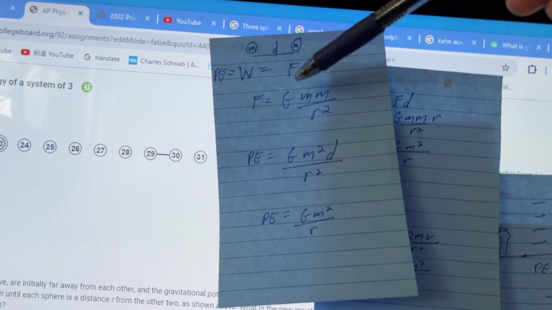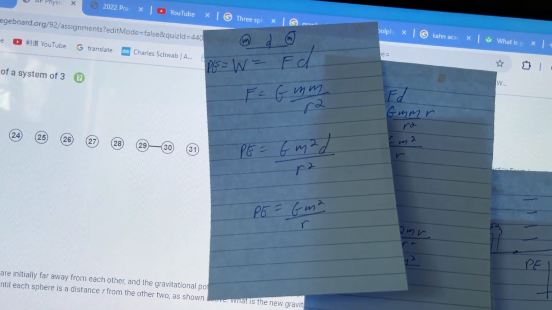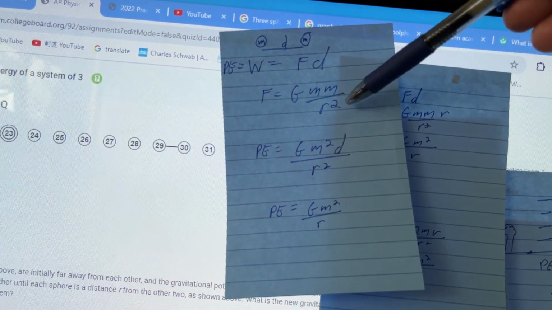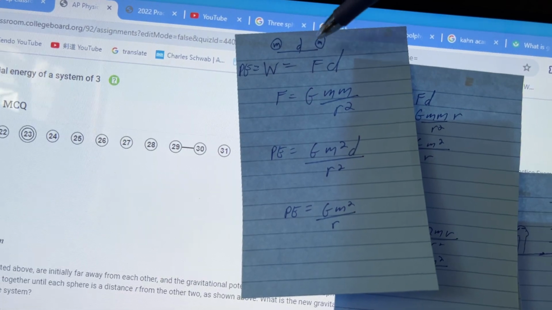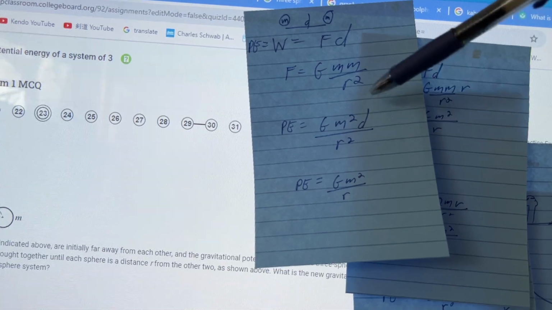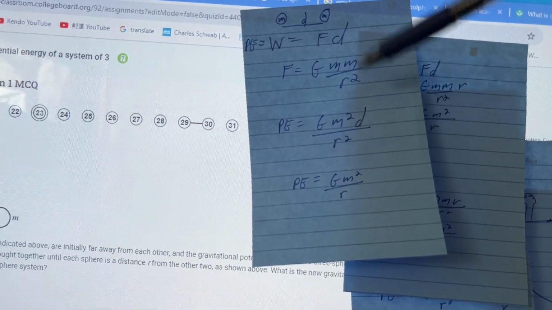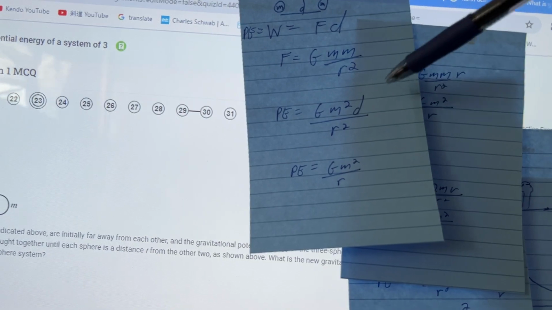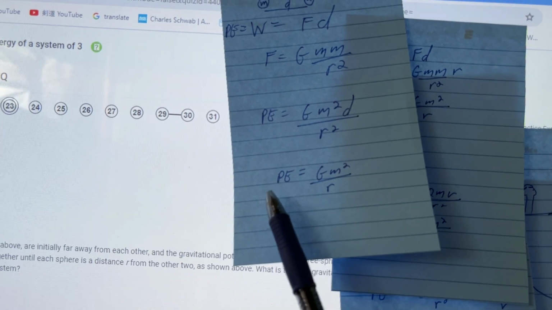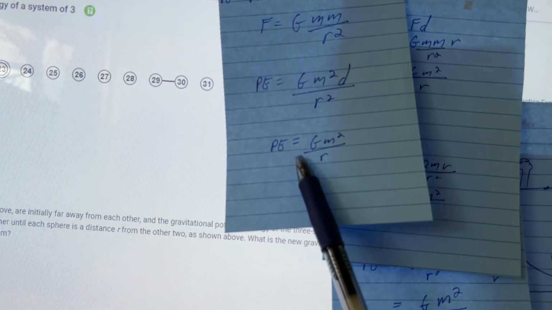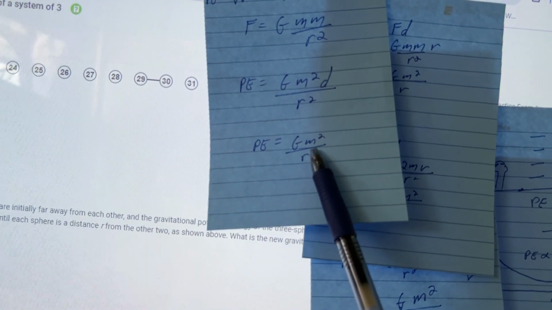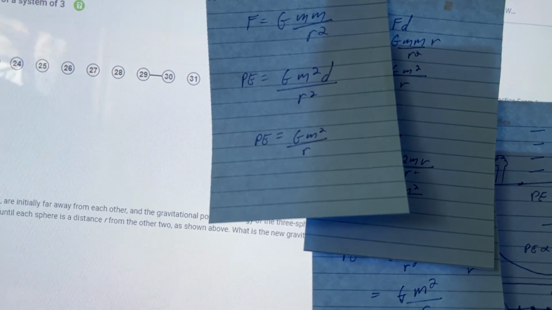So if I use Newton's formula for universal gravitation, GMm over r squared, and if these two masses were the same and the distance was d, I'd get GM² d over r squared. But if the distance between the two is d, then d and r cancel, right? So I get this formula. The gravitational potential energy is going to be equal to big G times the masses squared divided by the distance.